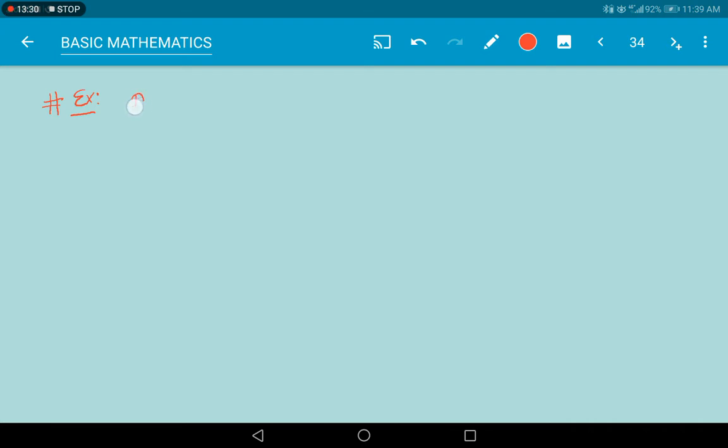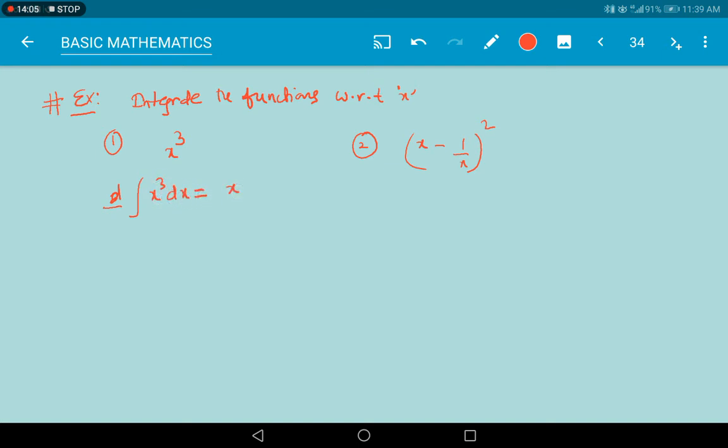Integrate the function with respect to x. They have given a function like this: x cube plus x minus 1 by x whole square. Let us simplify this. Integration x cube dx: the formula is x to the power of n plus 1 by n plus 1, so x to the power of 4 by 4.